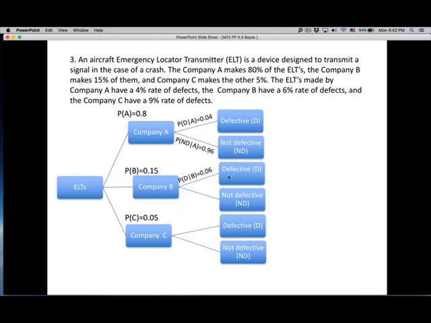Second one, the probability that the ELT is defective, given that it was made by company B. Okay, and then complement again. You should get this one. Okay, company C, check your work here. Okay, so we're just using the tree diagram in here, and then answer the questions.